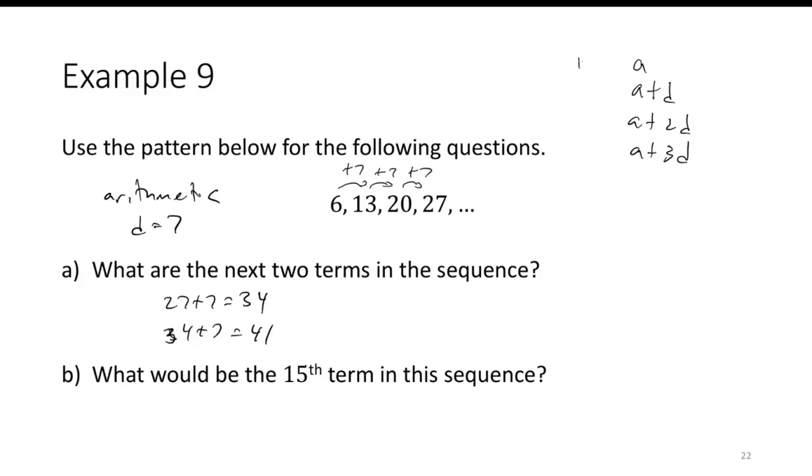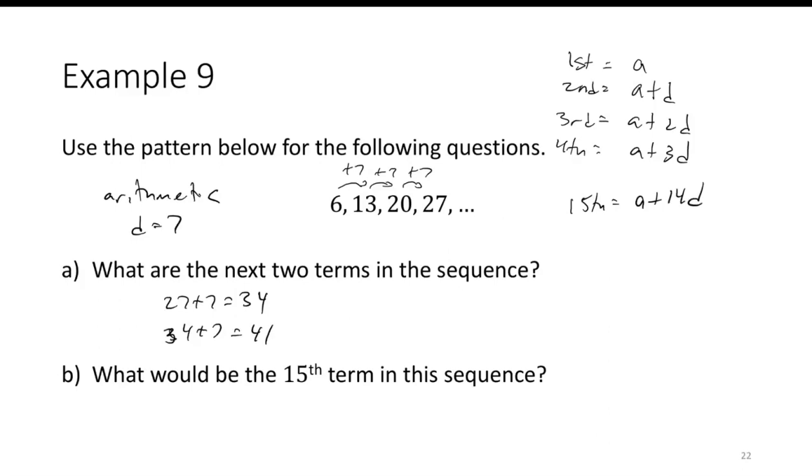so this is the first term. So the first term is basically a. Second term is a plus d. The third term is a plus 2d. Fourth term would be a plus 3d. So the number of d's you're adding to it is one less than the term. So the 15th term is basically what you started with plus 14d.